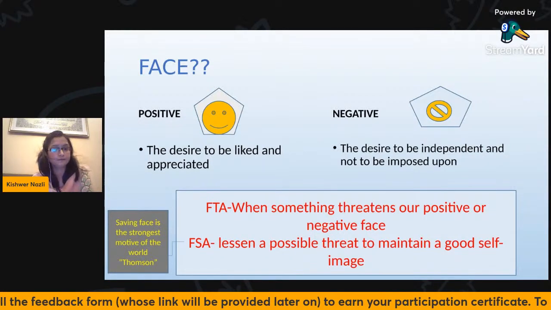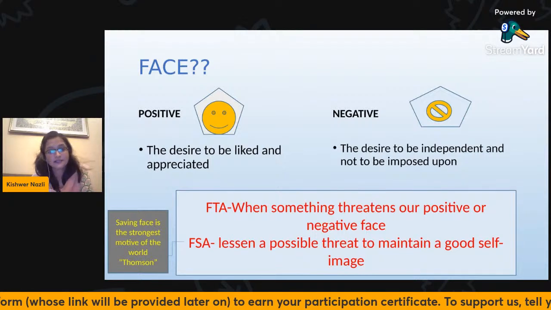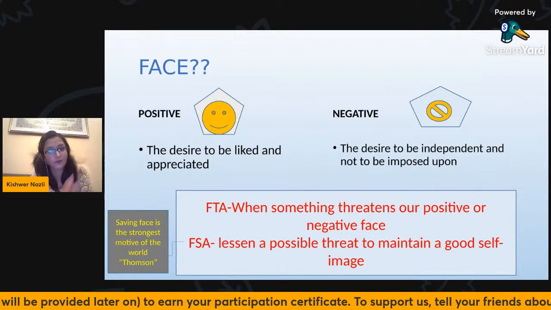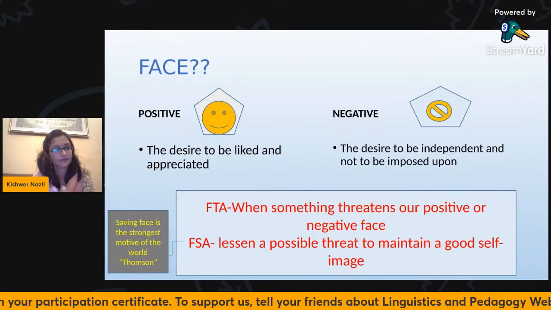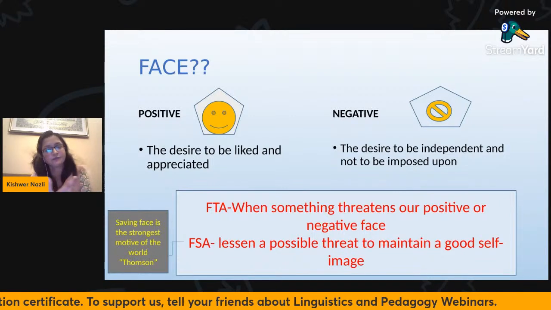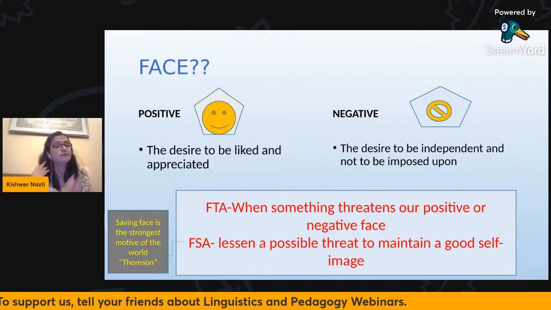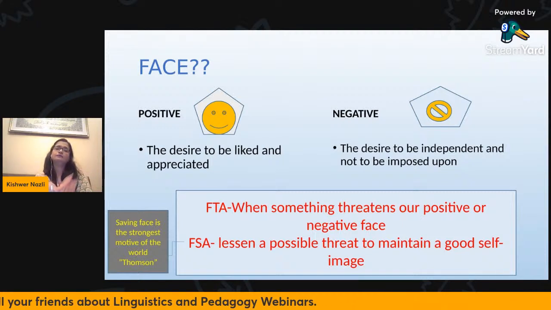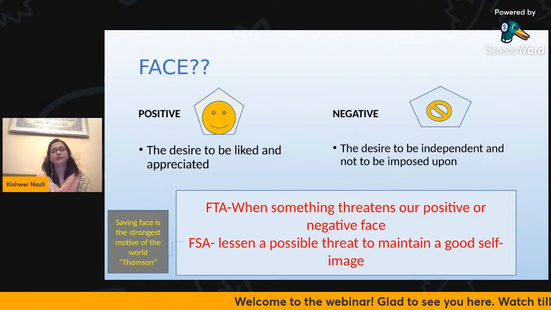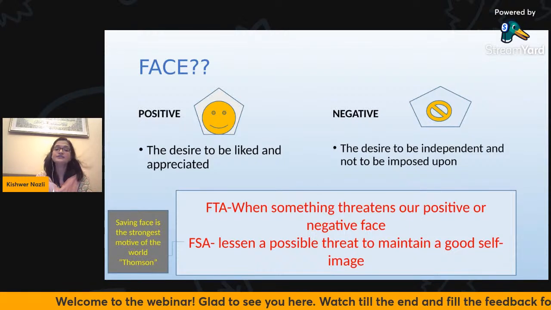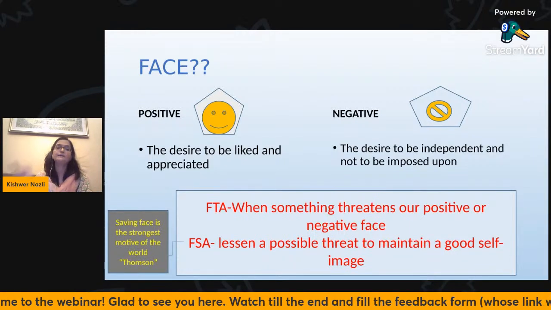Here comes the problem. Positive face is very easy to understand. We all maintain our positive face. We want to mingle with our friends with a positive face. But when we talk about negative face, do we mean the face which is very rude or impolite? No. Here we mean that we should not restrict anybody's independence.